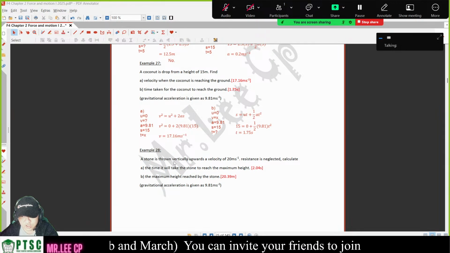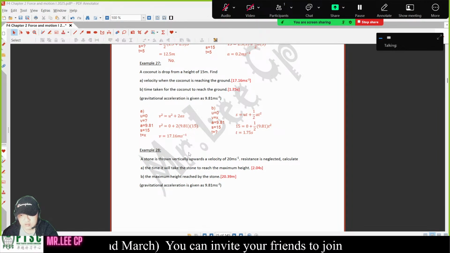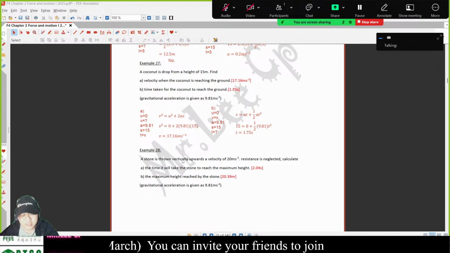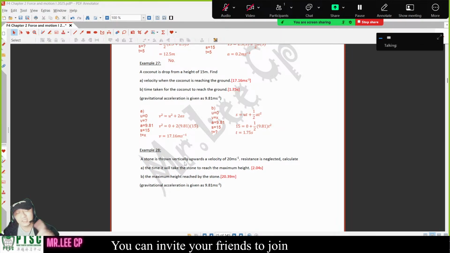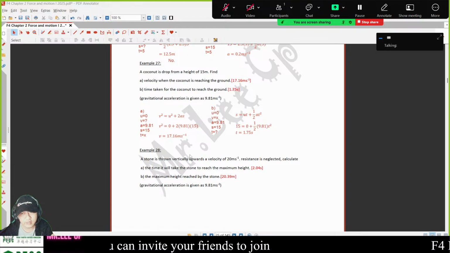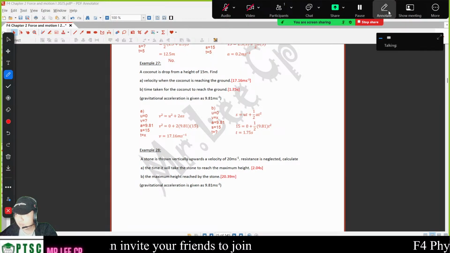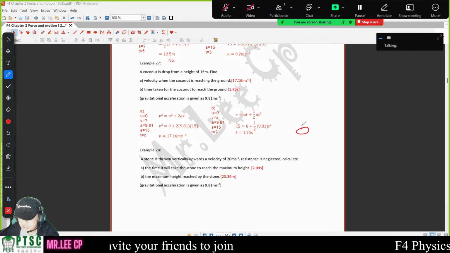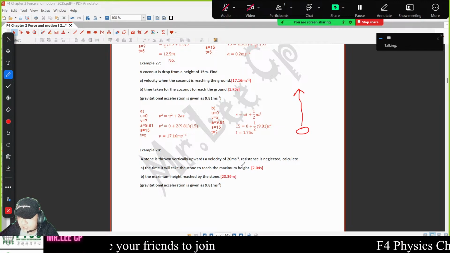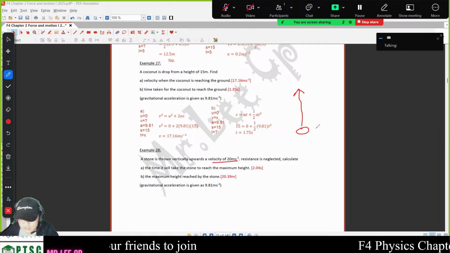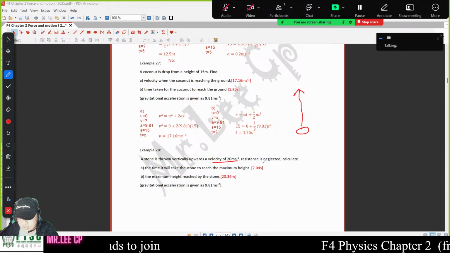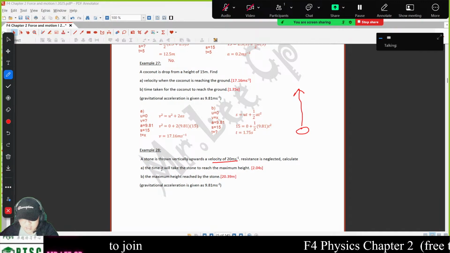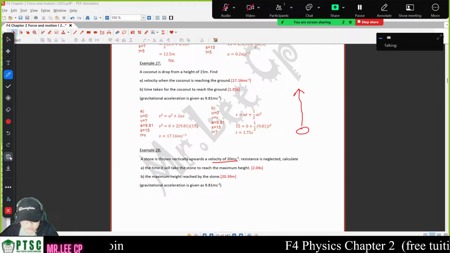A stone is thrown vertically upward. Vertically means directly go up. Not at an angle. Not to the left, not to the right. Okay. Vertically upward, meaning that the stone is here, you are going to throw up here. Throw up with velocity 20. Initial velocity is 20. Air resistance is negligible. Calculate the time taken for the stone to reach the maximum height.